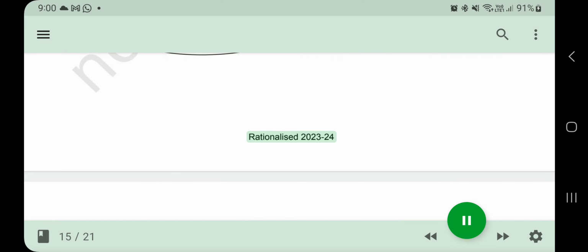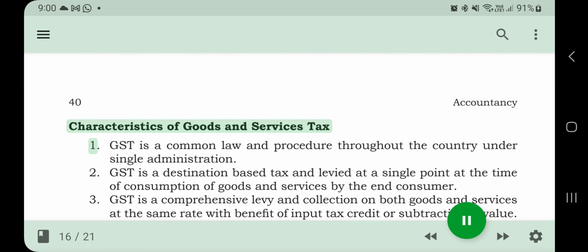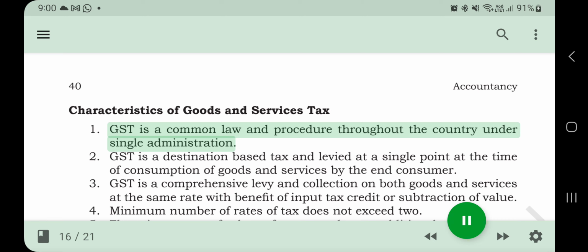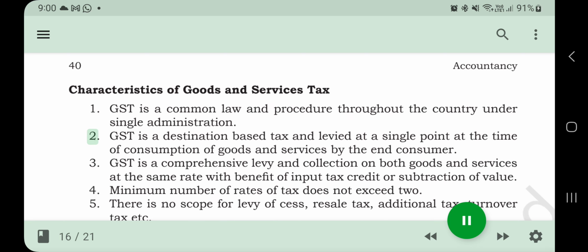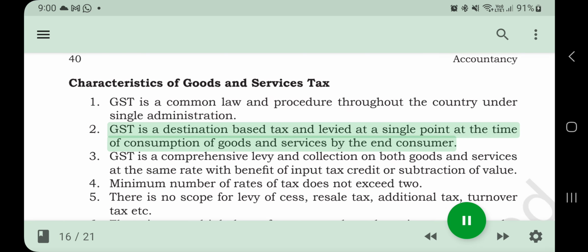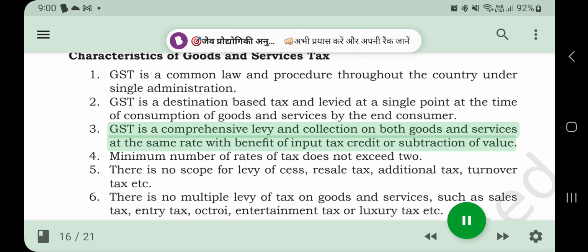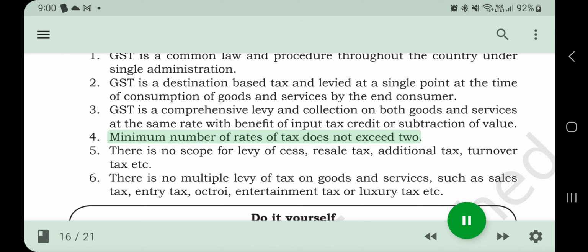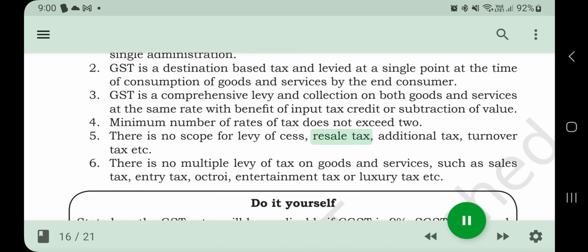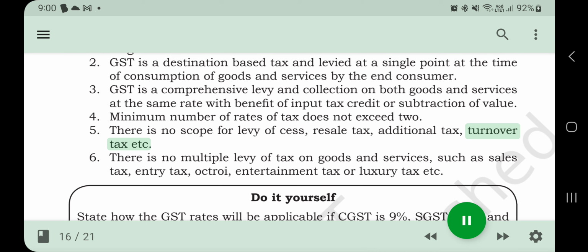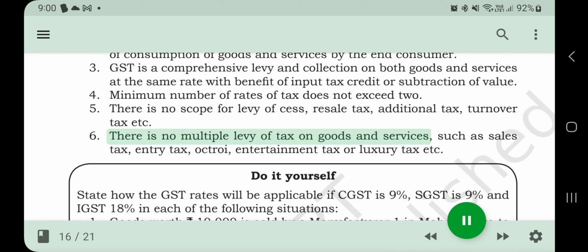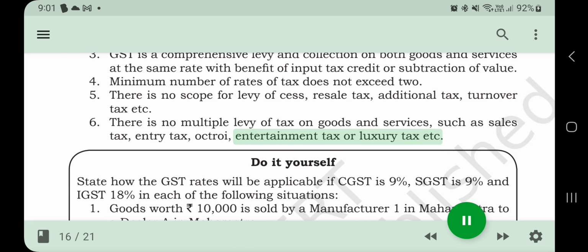Accountancy. Characteristics of Goods and Services Tax. 1. GST is a common law and procedure throughout the country under a single administration. 2. GST is a destination-based tax and levied at a single point at the time of consumption of goods and services by the end consumer. 3. GST is a comprehensive levy and collection on both goods and services at the same rate with the benefit of input tax credit or subtraction of value. 4. The minimum number of rates of tax does not exceed 2. 5. There is no scope for levy of cess, resale tax, additional tax, turnover tax etc. 6. There is no multiple levy of tax on goods and services, such as sales tax, entry tax, octroi, entertainment tax or luxury tax etc.